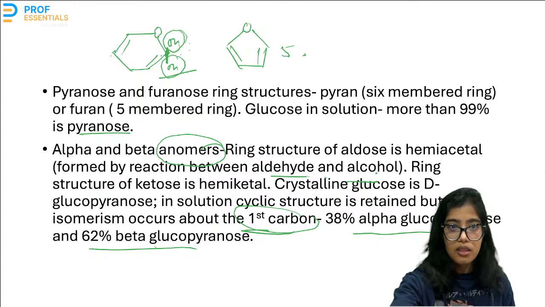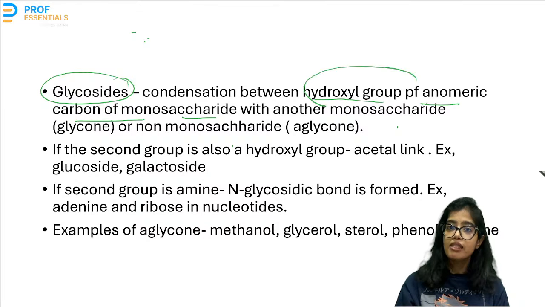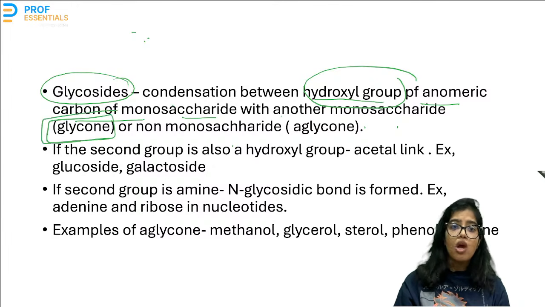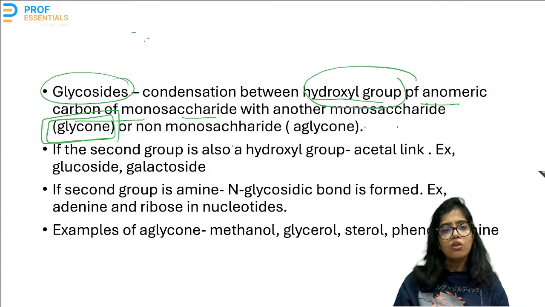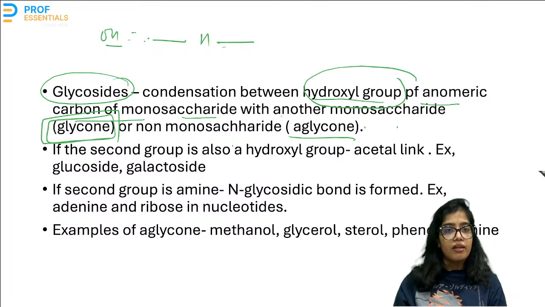So here, the condensation between the OH group on this carbon with another monosaccharide is called a glycone, where the monosaccharide is called glycone, or with a non-monosaccharide, for example an amine, that is an NH2 group, and there it is called an aglycone. So the hydroxyl group of glucose is forming a bond with the hydroxyl group of another saccharide, or it is going to form a bond with NH2. This is aglycone and this is glycone.